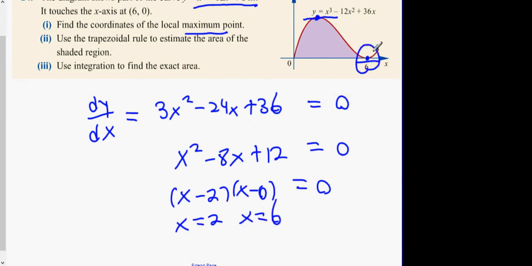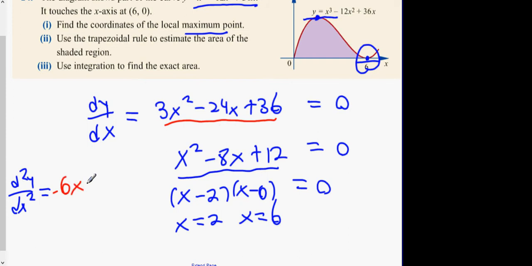We already know that x equals 6 is the minimum and x equals 2 is the maximum. For argument's sake, how would you convert it? Integrate twice. Differentiate the second time. And you don't differentiate this part, you have to differentiate the original. 6x minus 24. And if x equals 2, you get 12 minus 24, which is less than 0. And when it's less than 0, it's a max. That's differentiation revision right there.